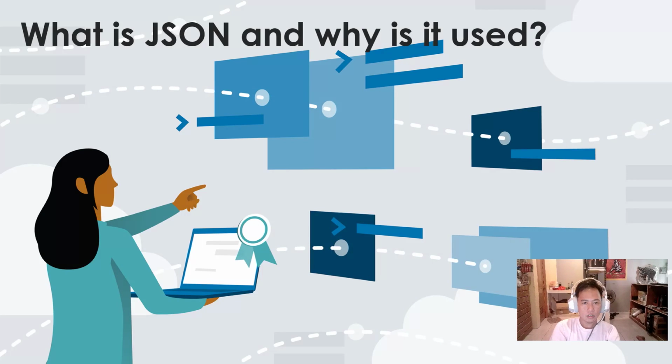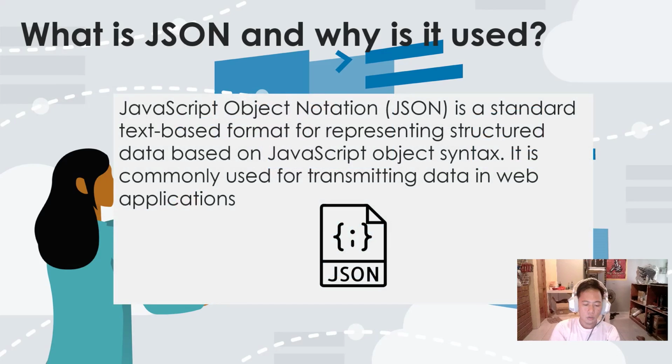What is JSON and why is it used? JavaScript Object Notation, or JSON, is a standard text-based format for representing structured data based on JavaScript object syntax. It is commonly used for transmitting data in web applications.